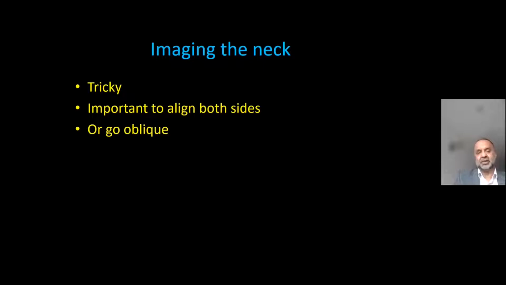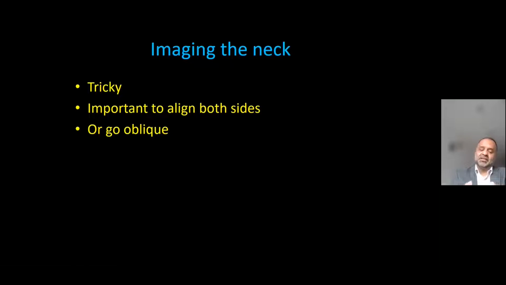Imaging the neck is a little bit tricky because you have to align both sides. So imagine you are looking at the facet joints, or the exit foramina for the nerve root. There are two foramina, one on each side. They have to be aligned in the vertical direction. They have to be aligned in the horizontal direction. They shouldn't be out of line in any way.